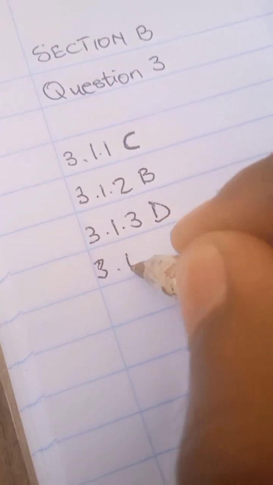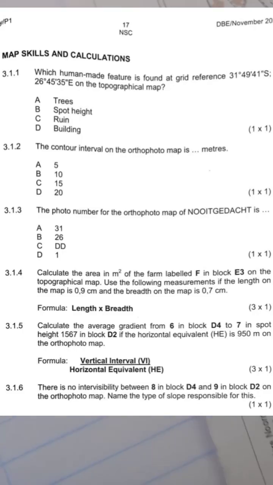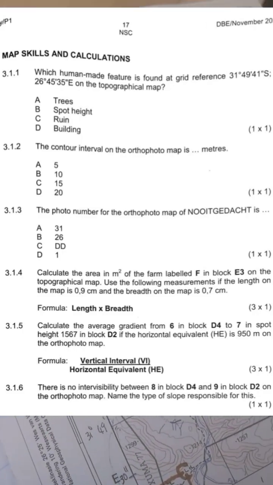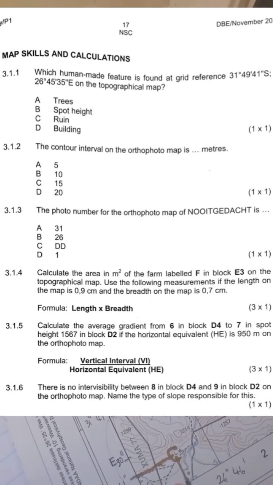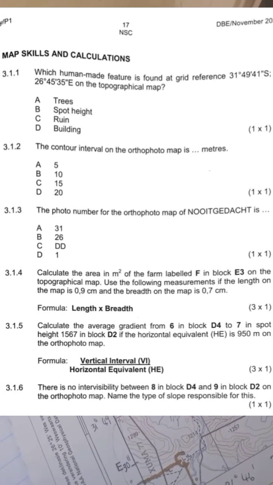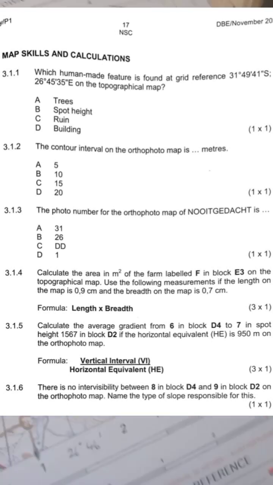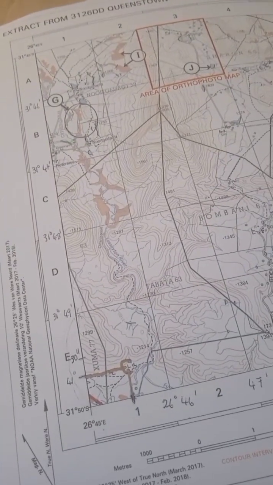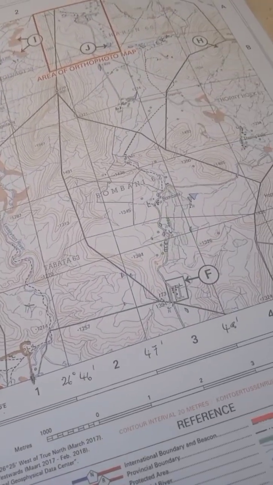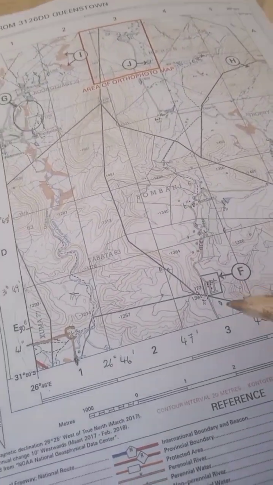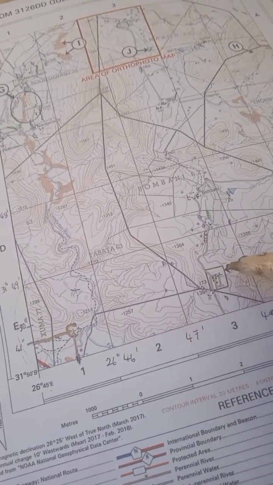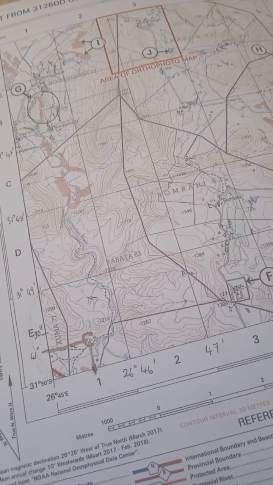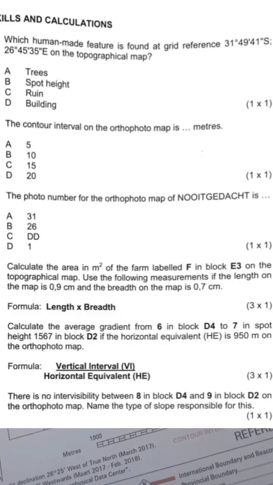And then the next question is 3.1.4. What do they have for us? Calculate the area in square meters of the farm labeled F in block A3. So F in block A3 in the topographical map E3. There we go. That is F. So they want us to calculate the area of this farm in square meters.